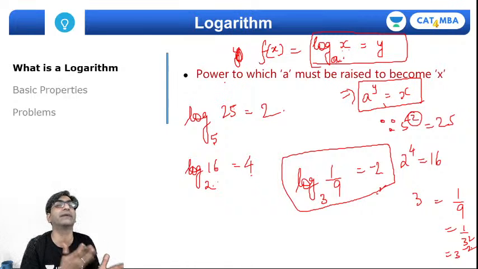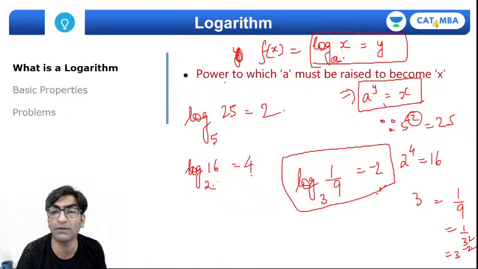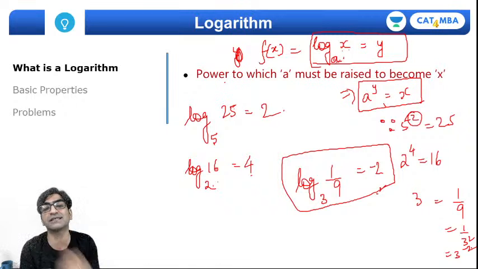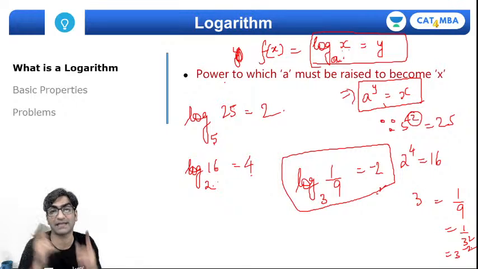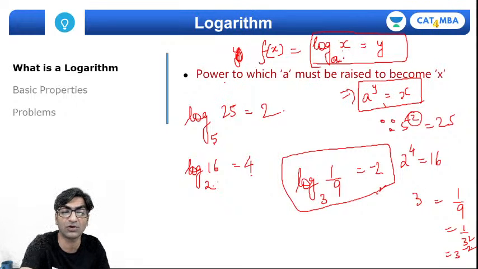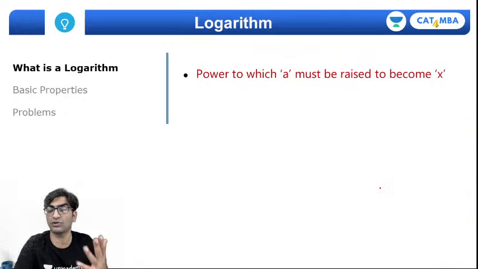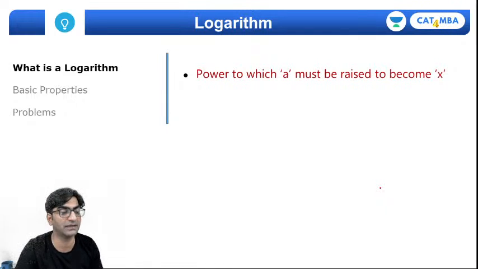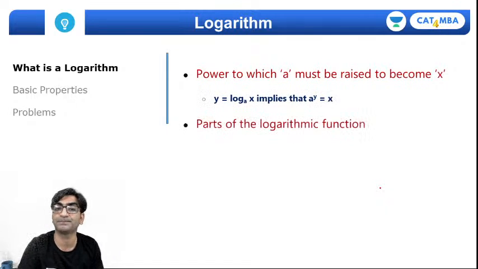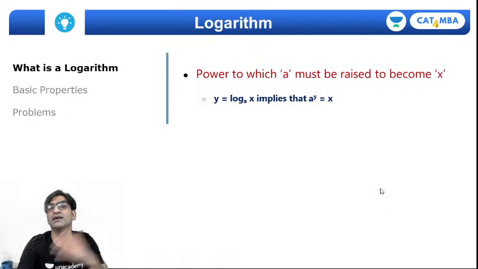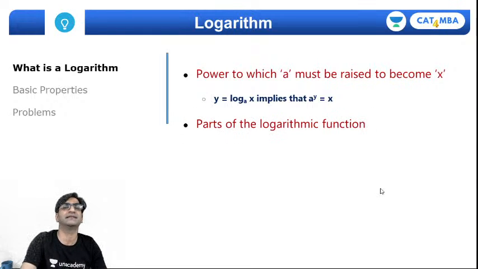What power of the base a, इस केस में बेस a कहलाता है, results in the radicand x. That's x is called the radicand, a is called the base. So the logarithm basically describes what power of a results in the radicand x. So you can see y is equal to log of x in the base a implies that a raised to the power y is x.